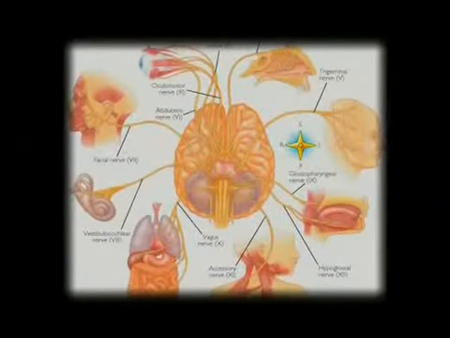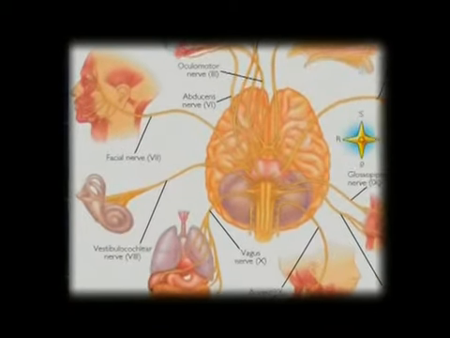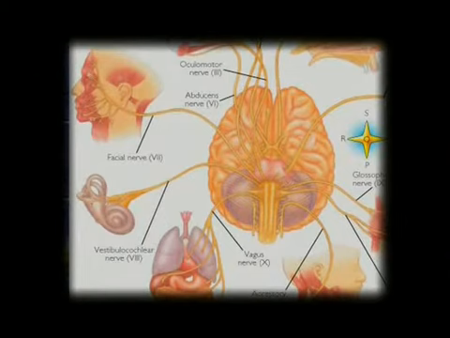Next cranial nerve is the vestibulocochlear nerve. It is a sensory nerve that conducts two special senses. The first one is hearing, second one is balance. So, vestibular and audition. So, it is called vestibulocochlear nerve.